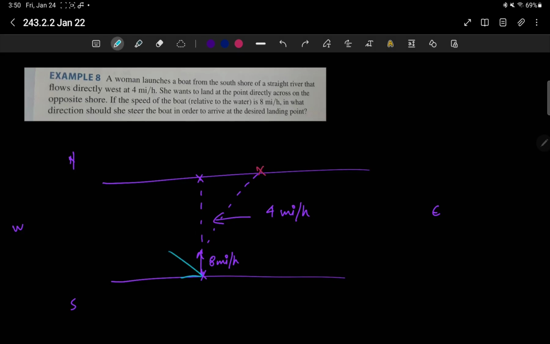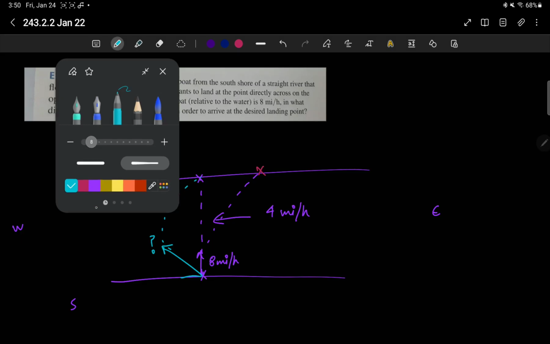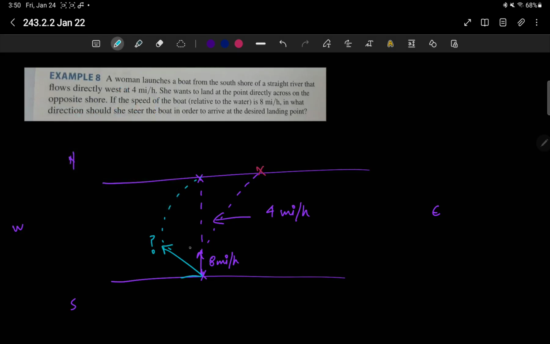So to end up here, you're going to have to sail somewhere here so that eventually you end up here. So our goal is to find out where this should be. Okay, so effectively, what this is asking you is to find an angle, right? So it's trying to find this angle theta.